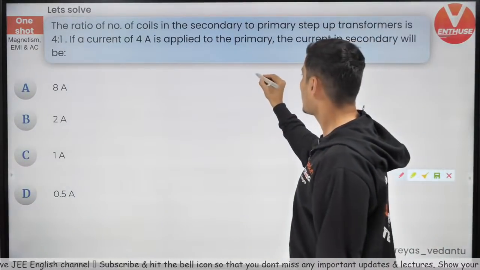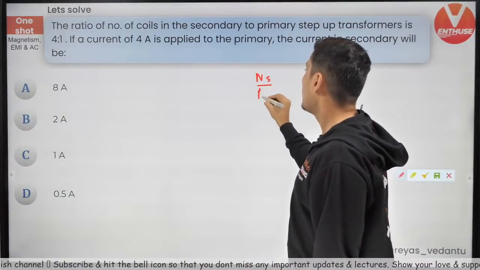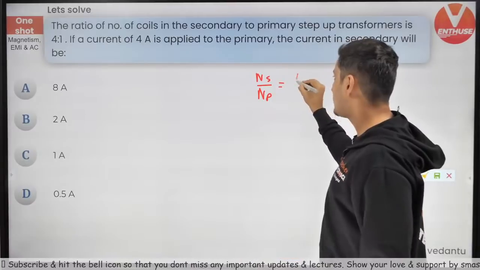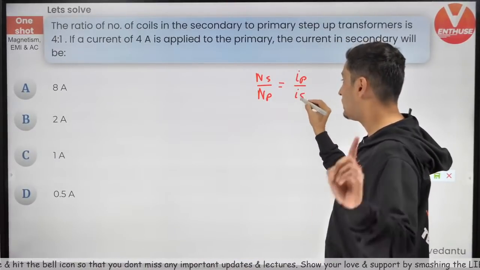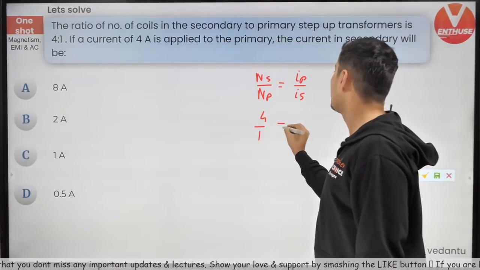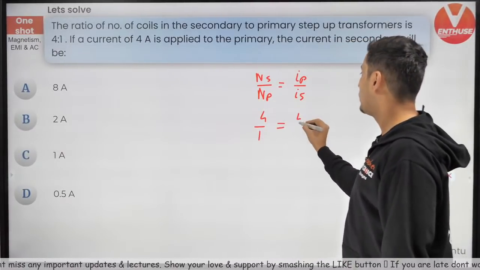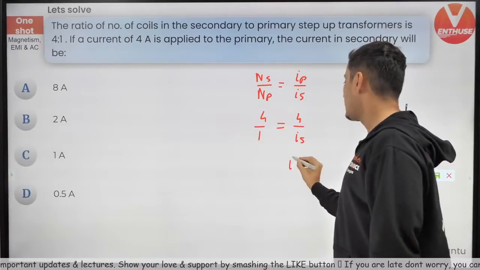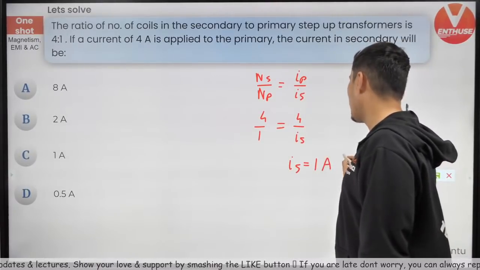Very interesting. So number of turns in the secondary upon primary, current wise will be IP by IS. It's always opposite, I have told you. This ratio is 4:1. Current in the primary is 4. Current in the secondary is asked. So the current in the secondary is exactly 1 ampere.